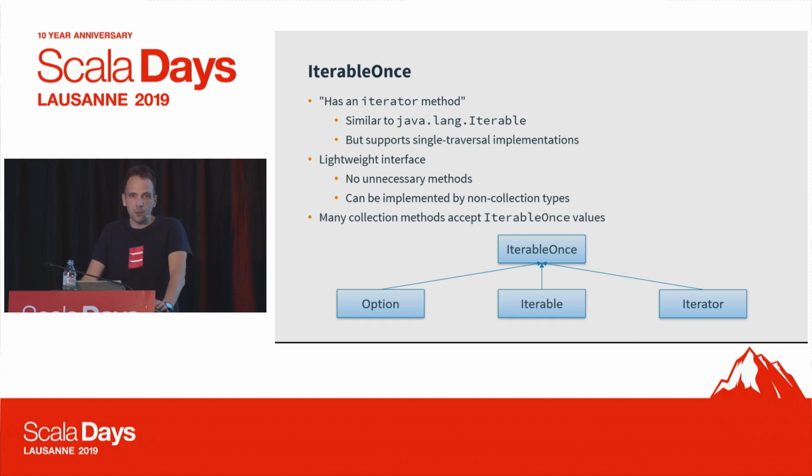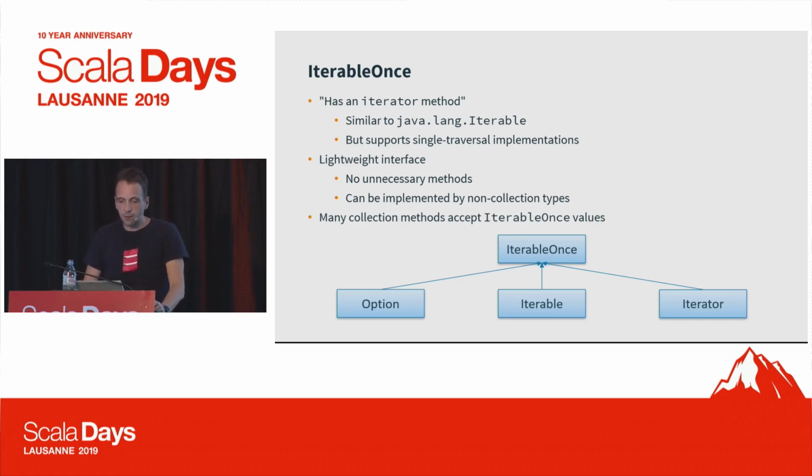And this is a lightweight interface that doesn't have any of the additional methods that you would previously find on types like Traversable, so it can be implemented easily by non-collection types. In particular, we now have Option implementing IterableOnce. This was not true previously.